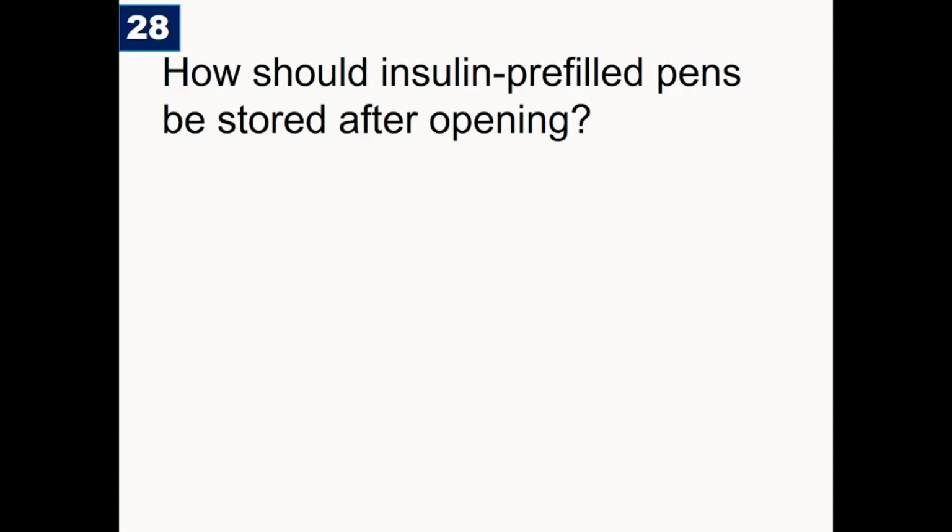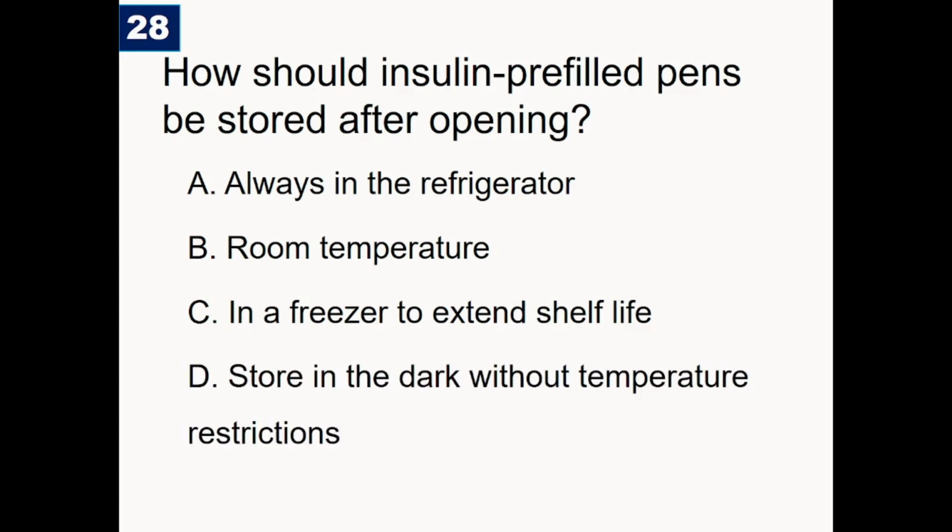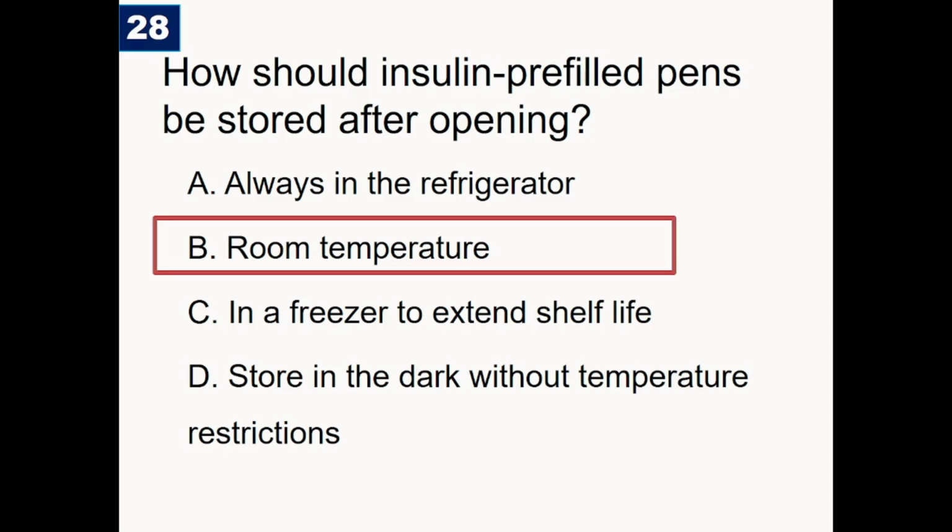Next, how should insulin pre-filled pens be stored after opening? A. Always in the refrigerator. B. Room temperature. C. Freezer. And D. Dark without temperature restriction. Pre-filled insulins after opening have to be stored at room temperature.